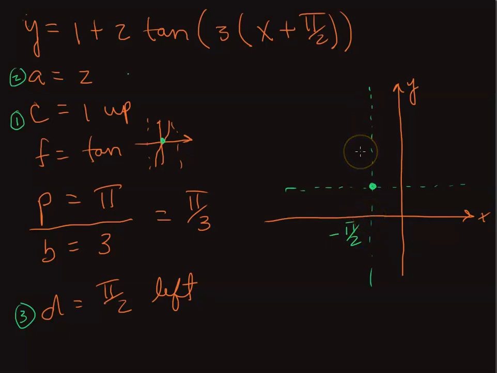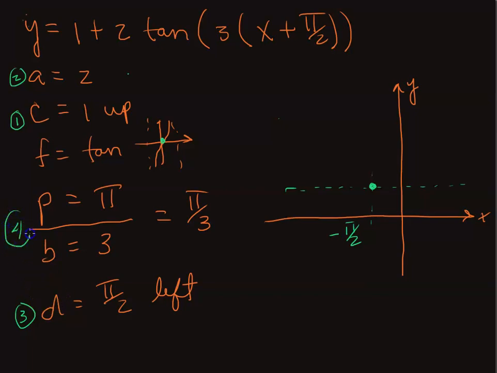And I probably shouldn't have put that dashed line in there, because that really means that we've got an asymptote there. It's the center. Okay. So, up to the left. But that's moved the center, not the asymptote.